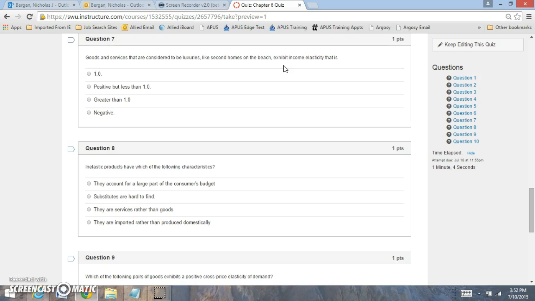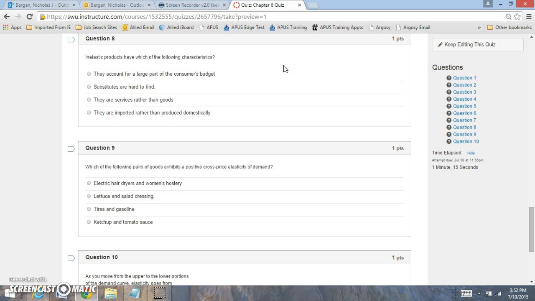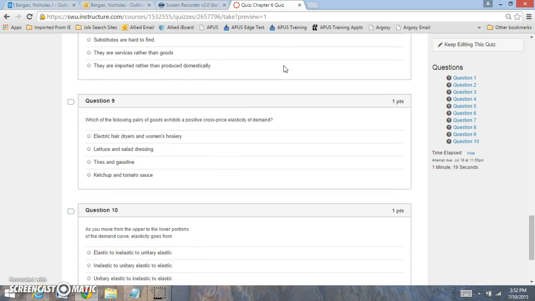Question 7. Goods and services that are considered to be luxuries. You're looking at if luxury goods are more elastic, so they have to be greater than 1. Question 8. Inelastic products. What are the characteristics? Look at the market characteristics for inelastic.